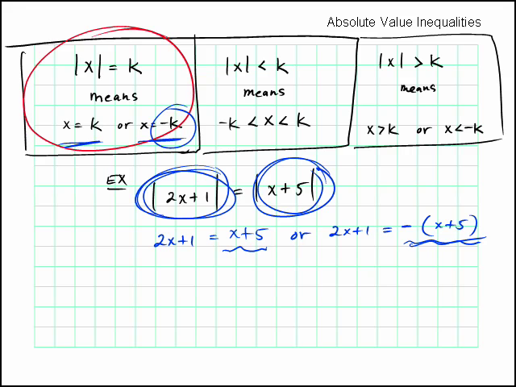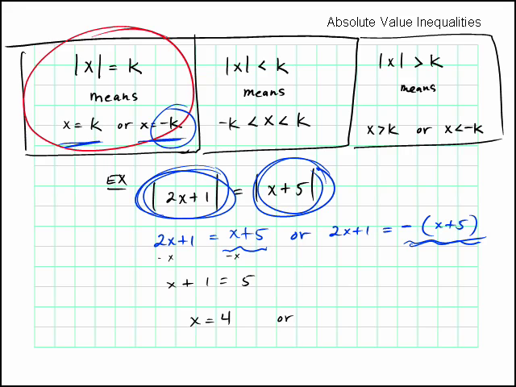Now if I solve each one of these equations, I will get my two solutions here. So let's do that. Over here, subtract x from both sides. We get x plus 1 equals 5. Move the 1 over. X equals 4 is a solution.